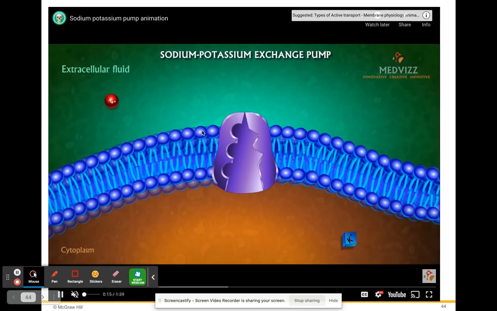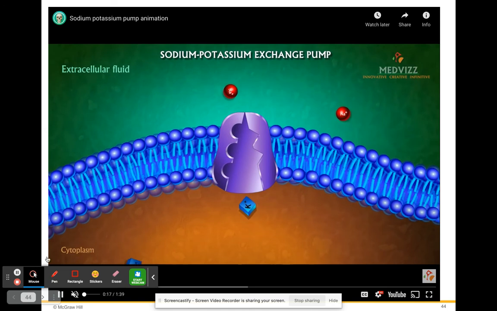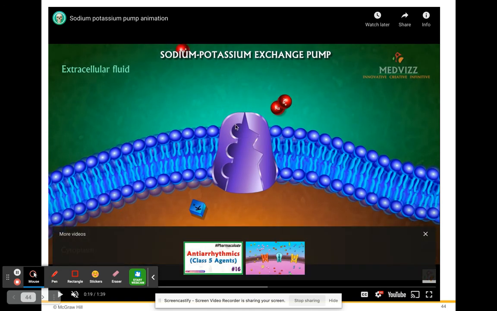Here we have our cell membrane, and I'm just going to pause it real quick. Here we have an embedded protein. This embedded protein has a shape, what we call an orientation. You can see on the inside there are different shapes: triangular shapes and rounded shapes.